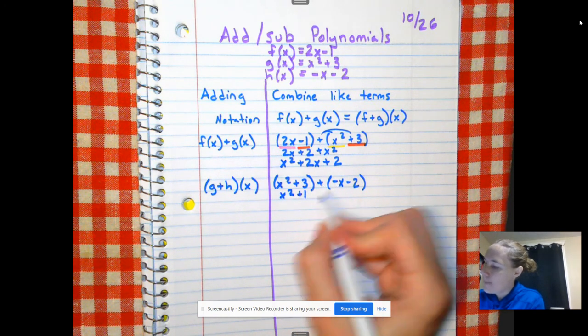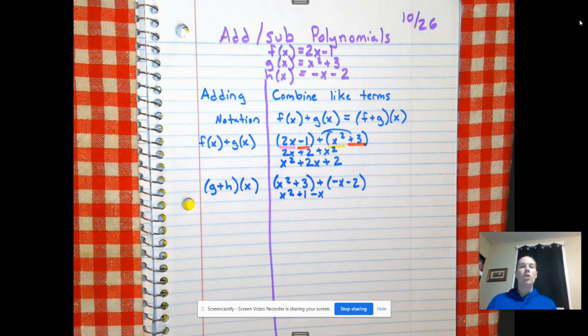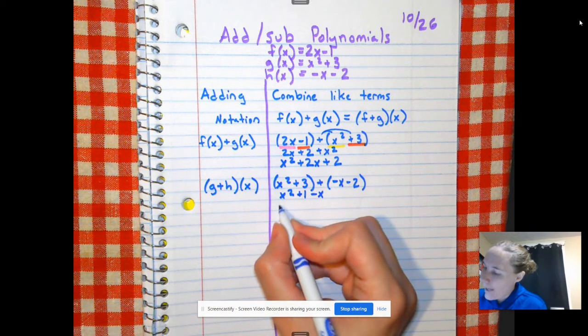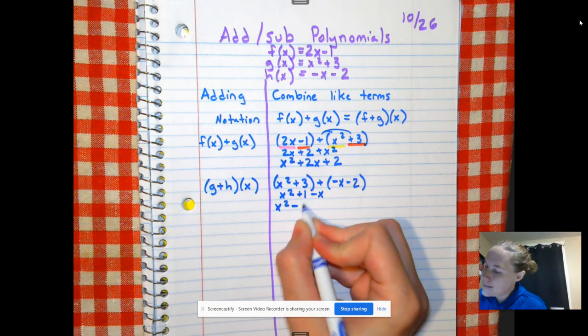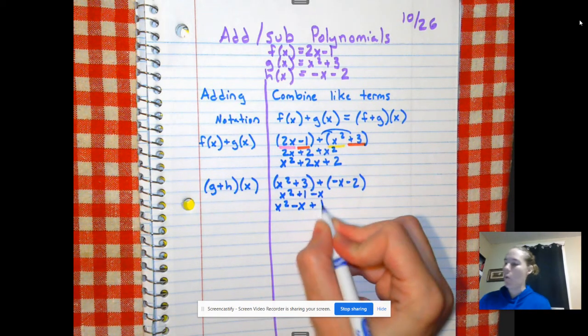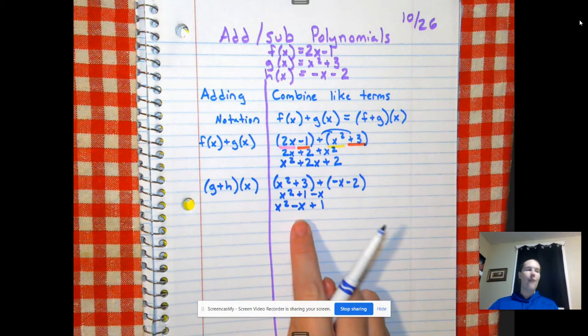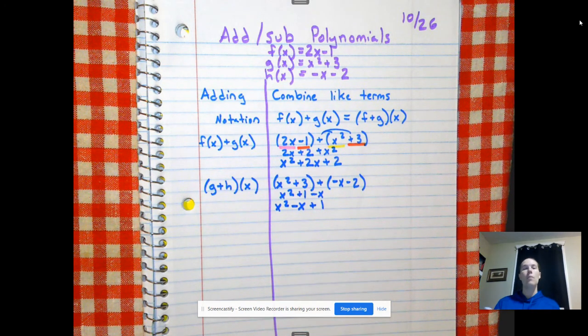And then I have this minus x. Now we need to put it in that standard form, so we need to have it in order. So I have x squared minus x plus 1, and that is my final answer. So all you're doing with adding polynomials is you combine like terms.